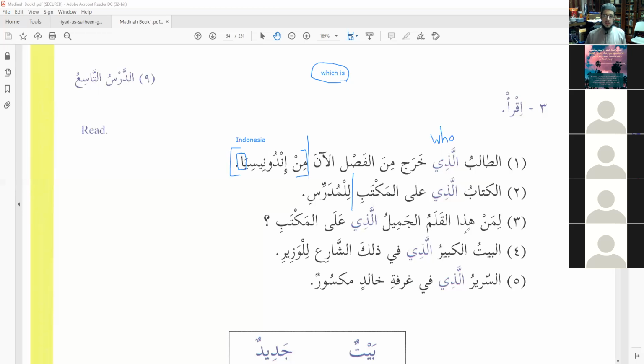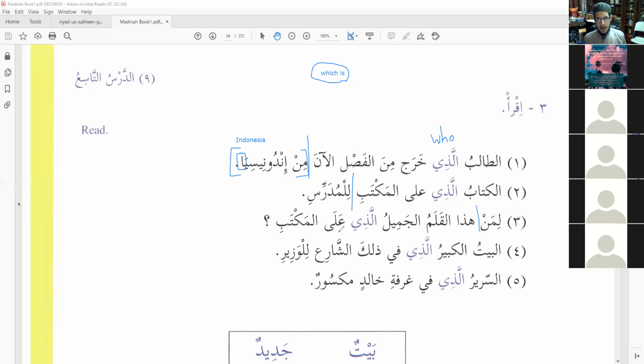Fantastic. Very good. So whose beautiful pen is this that is on the desk? The mubtada is all of this: هذا القلم الجميل الذي على المكتب.